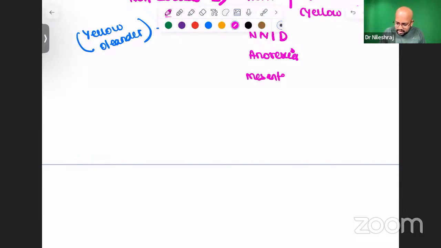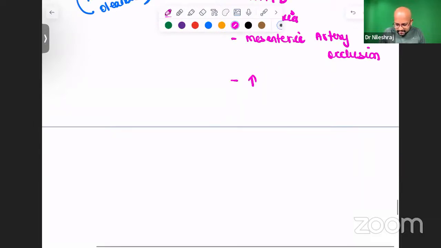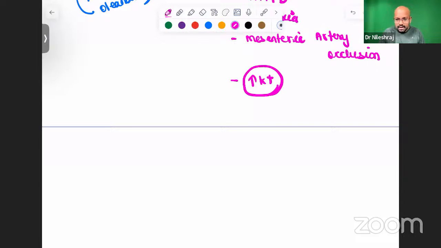artery occlusion. Mesenteric artery occlusion, which is a recently reported one, buddy. And patients might develop hyperkalemia as an adverse effect of digoxin. Why? Because we have the same sodium-potassium ATPase pump in the kidneys, in the distal convoluted tubule.